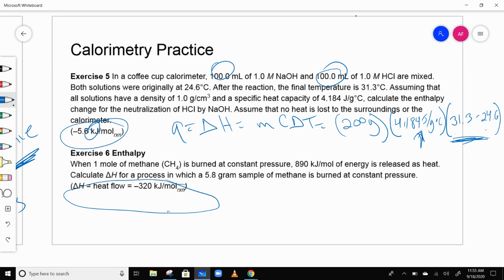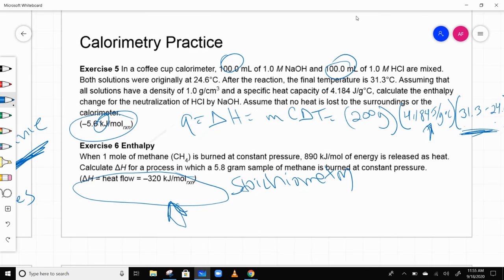Next one, number 6, is just like the other one we did. Use stoichiometry to solve this one. Okay, I don't want to take too much time to do those.